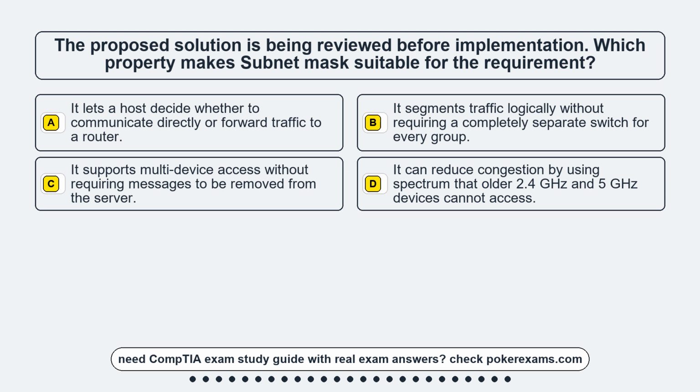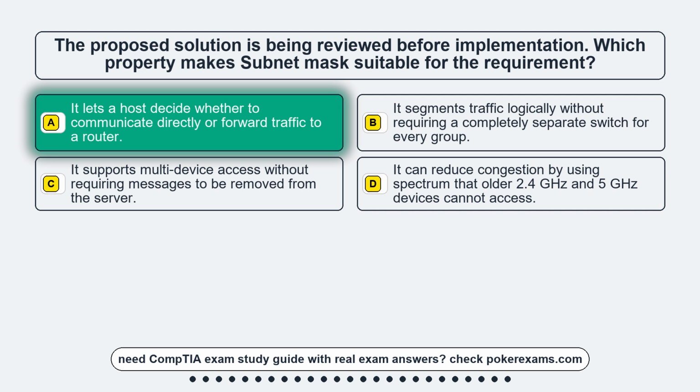Option C. It supports multi-device access without requiring messages to be removed from the server. Option D. It can reduce congestion by using spectrum that older 2.4 GHz and 5 GHz devices cannot access. The correct answer is option A. It lets a host decide whether to communicate directly or forward traffic to a router.